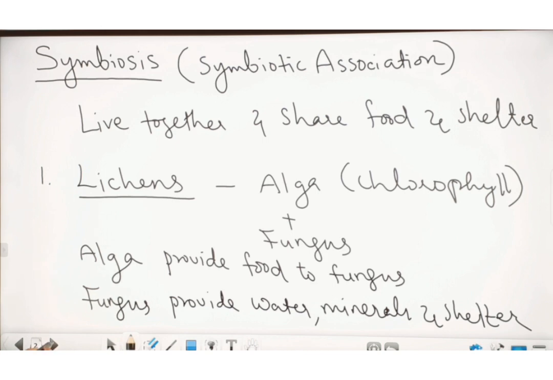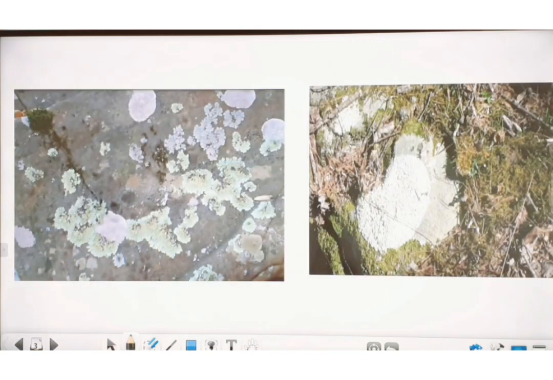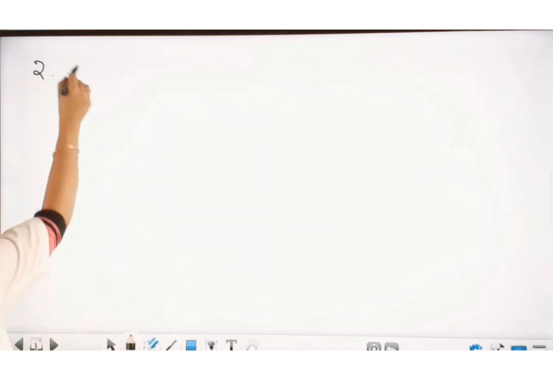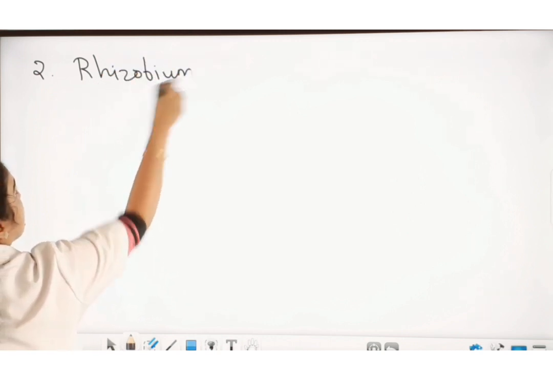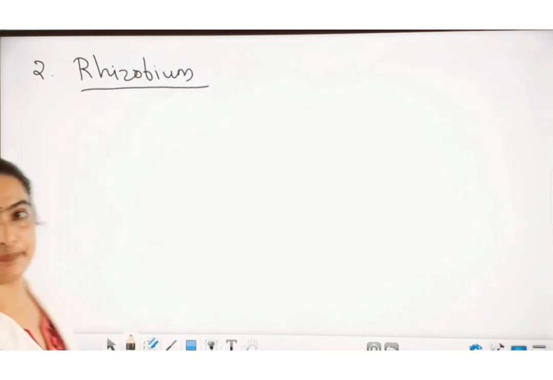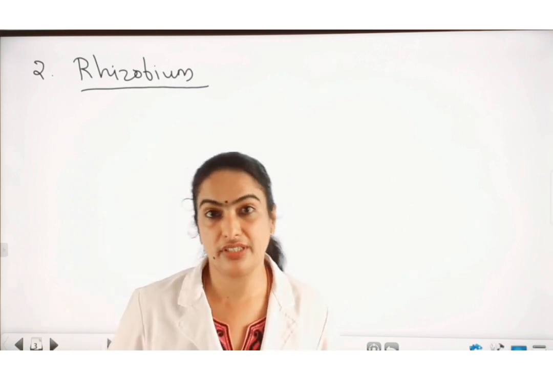I will show you the types of lichens. So this is lichen. And here alga and fungi are mutually benefited by sharing food and shelter. Is it clear? And now we can see the second example of symbiosis. The second example is rhizobium. Have you heard about rhizobium? I taught you rhizobium. Rhizobium are bacteria.